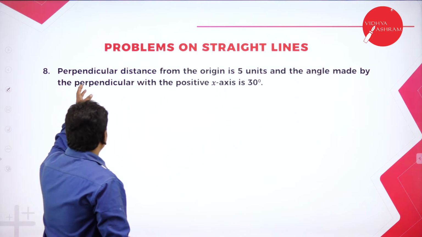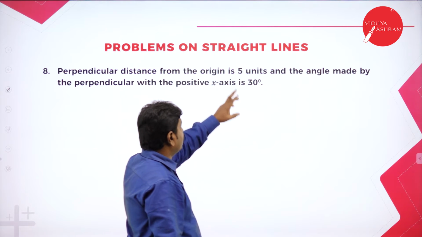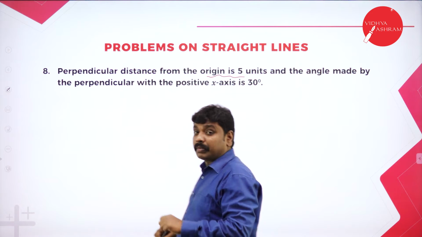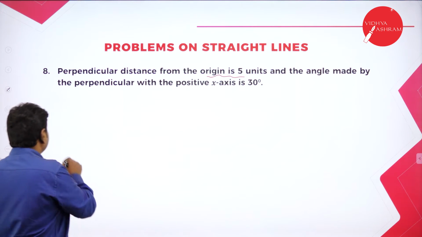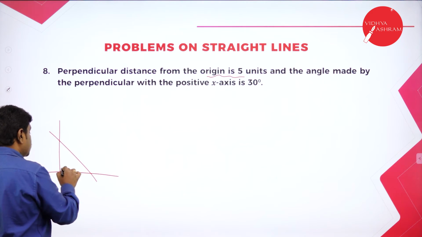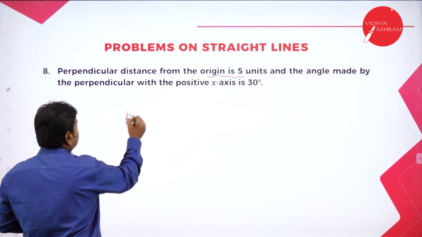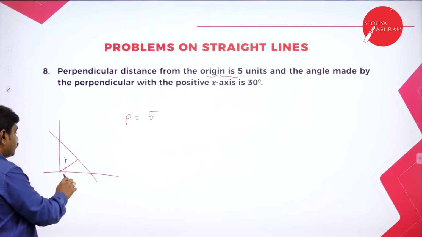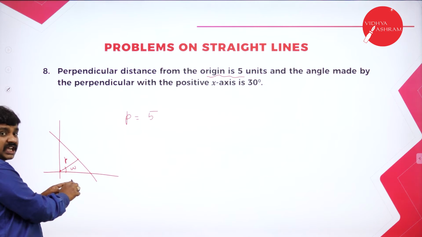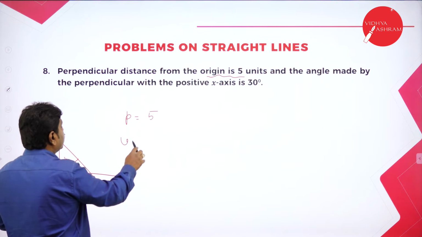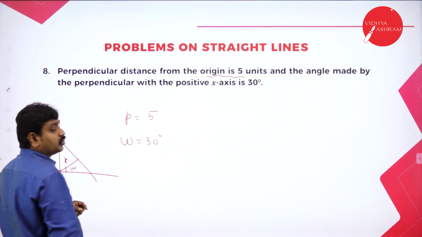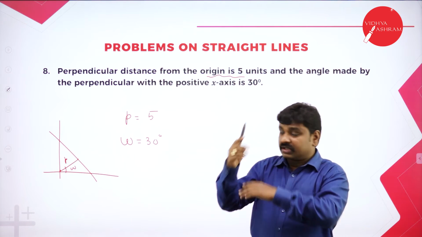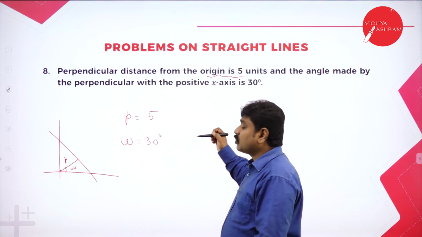Next, they want you to find the equation of the line whose perpendicular distance from the origin is 5. The line has a perpendicular distance from the origin of 5, which means they give p, the length of the perpendicular is 5. The perpendicular makes an angle of 30 degrees, which means they give omega, the angle made by the perpendicular with the x-axis. Omega is 30 degrees. So what is a suitable form? They gave the distance of the line from the origin and the angle made by the perpendicular. So use what? Normal form.